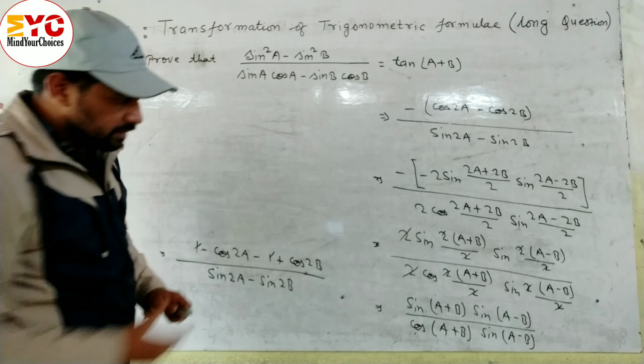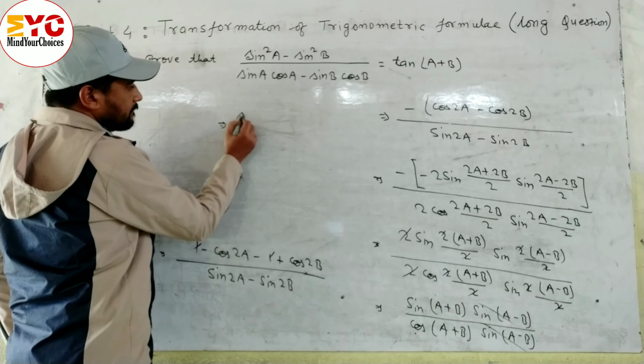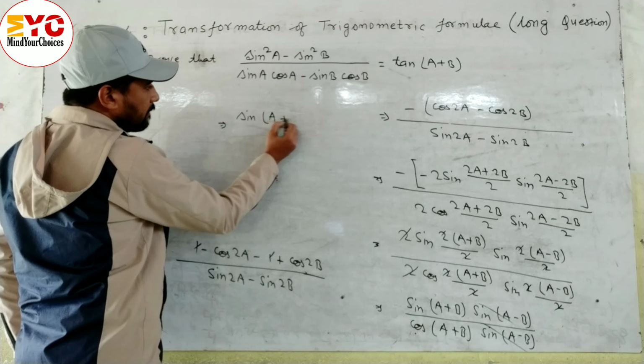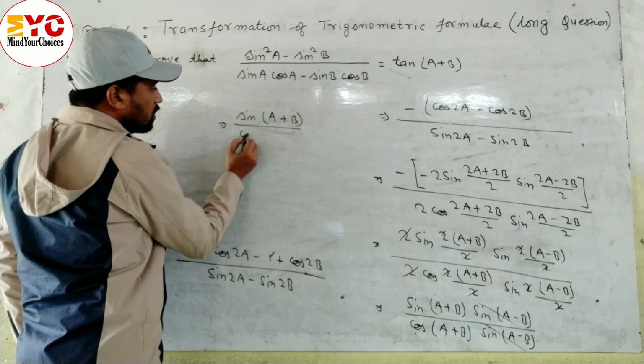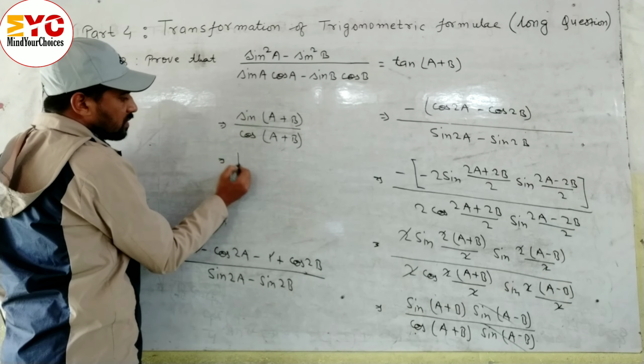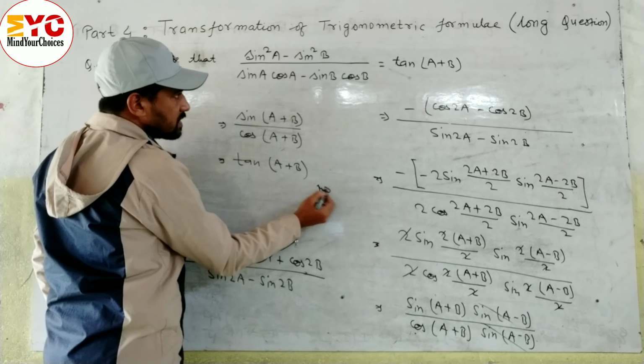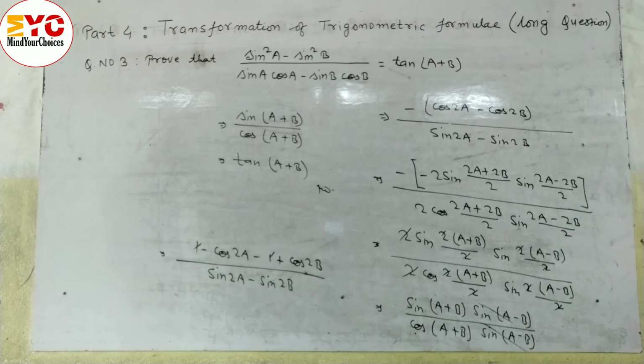So we can cancel this one, and the remaining is sin(a + b) by cos(a + b), sine by cos, which is tan(a + b). RHS proved. Hope you understand this question. It's very important.